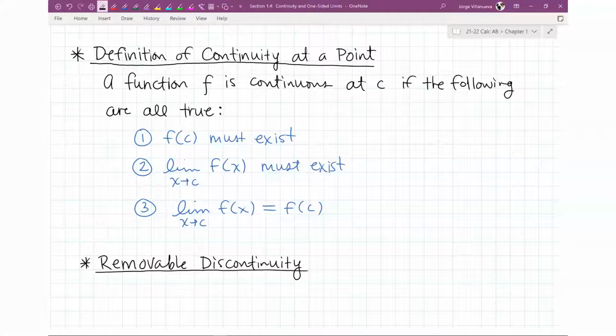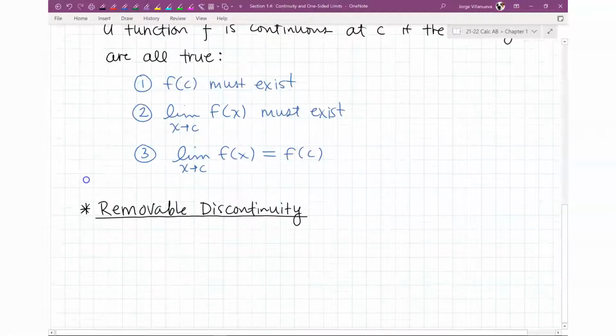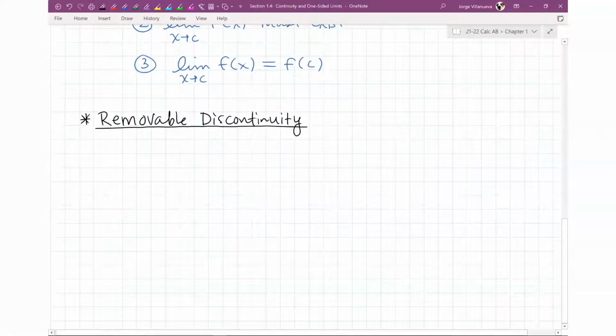There's going to be a hole, and we just got to plug it up, okay? So let me show you an example of removable discontinuity. Okay, we're going to fix this really quick. So example number 1. Let's try to fix the discontinuity of this function, okay?